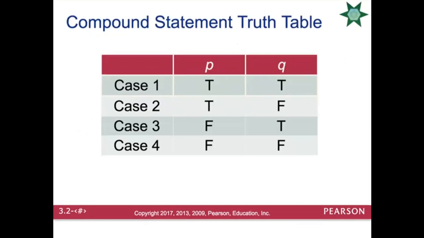If you have a compound statement, that means you have two phrases that are connected together. There's 4 cases that you can get. Both of your statements could be true. Your first statement could be true and your second false. Your first statement could be false and your second true. Or both of the statements you make could be false. This is going to come into play when we do truth tables for conjunction and disjunction.